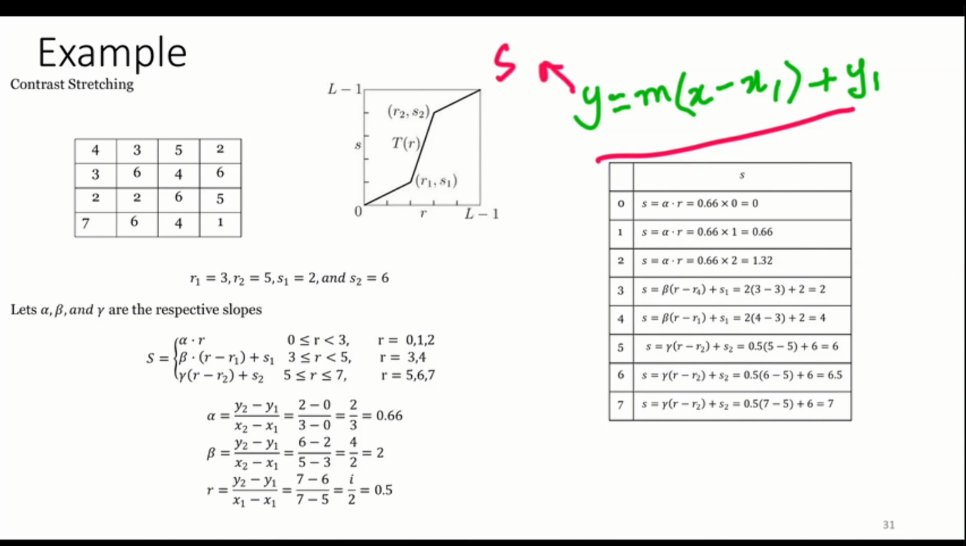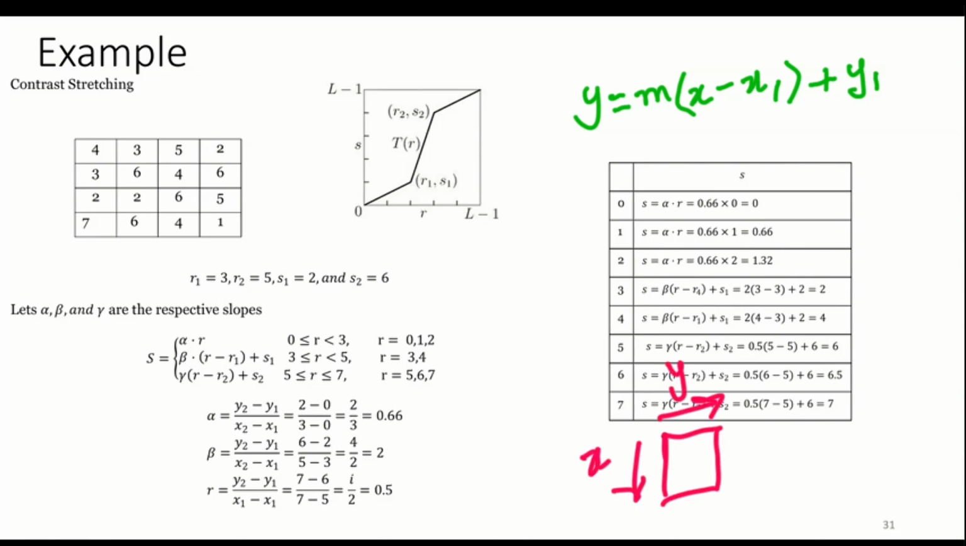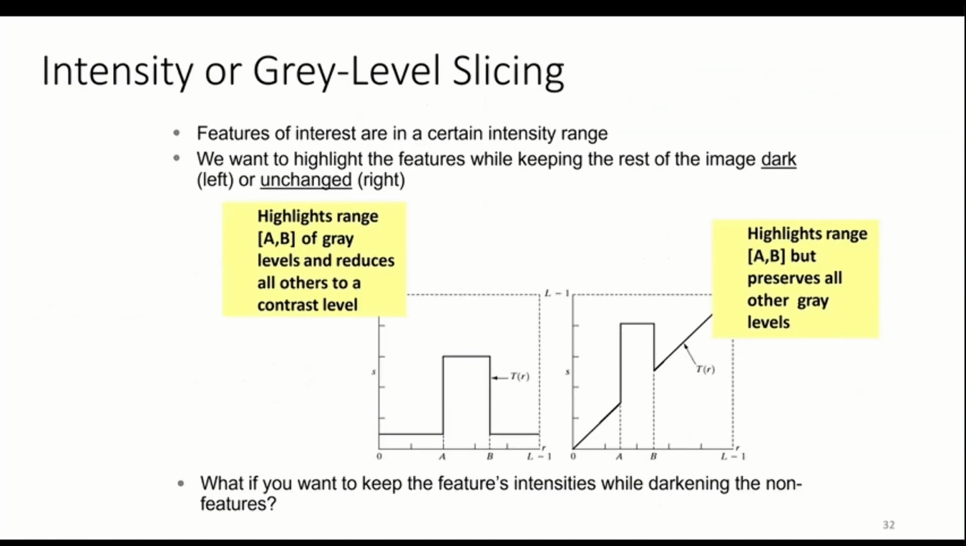This is s right here, and this is r. Now please make sure that this x and y is not the x and y that we are discussing inside the image, which we said this is x and this is y. This is for the image. This is x y prime. Okay, so now for contrast stretching, there's another way as well.